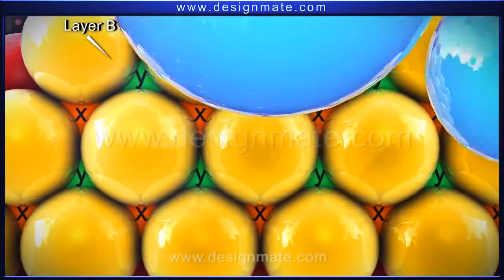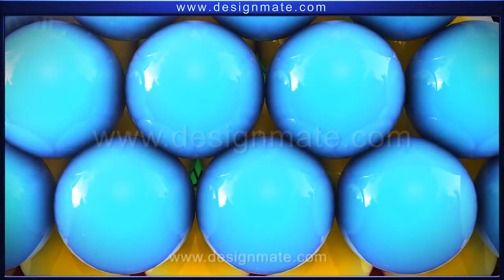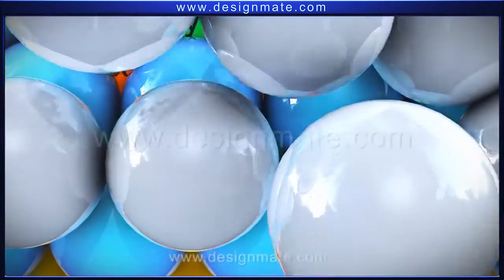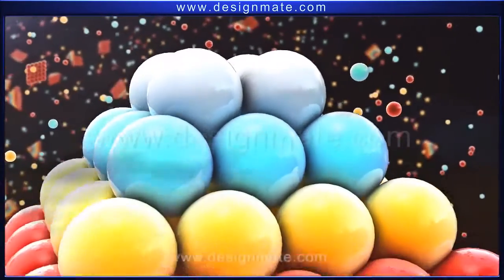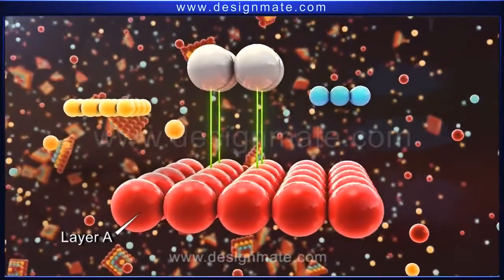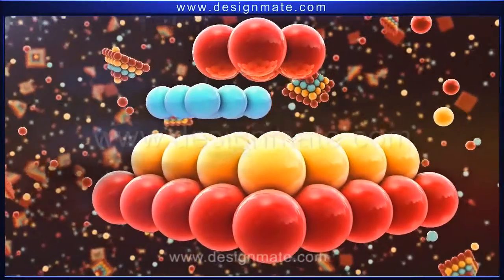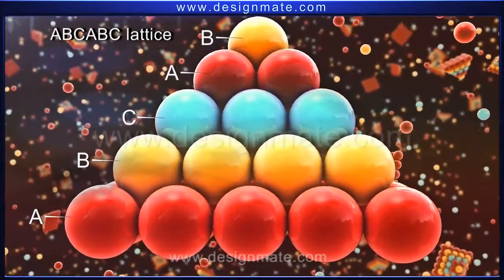Now, place a third layer of spheres to cover the X voids of layer B. This third layer of spheres is designated as C. Label the voids X and Y of layer C, and bring the fourth layer to cover the X voids of C. This fourth layer coincides with the first layer, and we again call it layer A. If you continue stacking layers one above the other in a similar manner, an ABC lattice is formed.